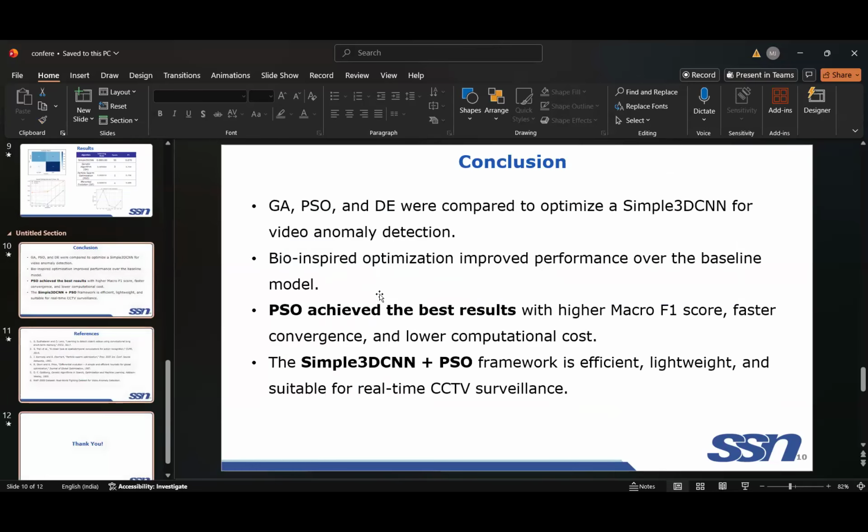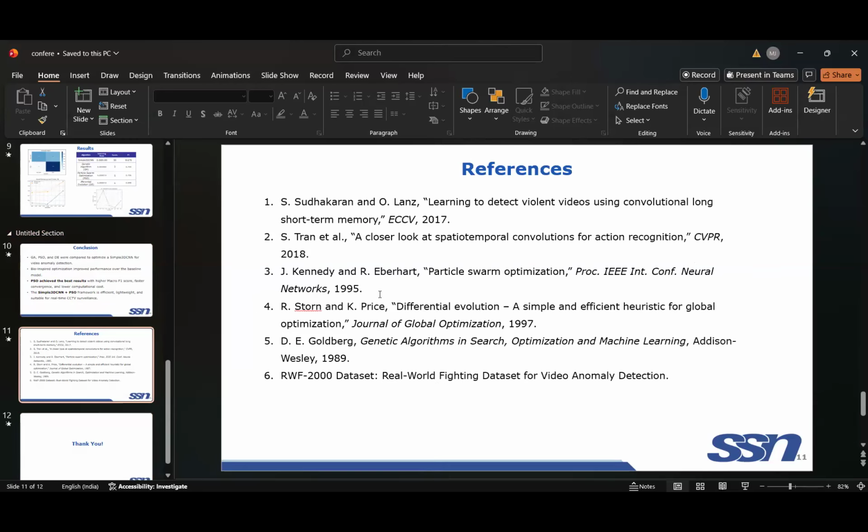Finally, we conclude that we performed a comparative study of genetic algorithm, particle swarm optimization, and differential evolution for optimizing a simple 3D CNN. In that, particle swarm optimization consistently outperformed the other algorithms. The proposed simple 3D CNN plus particle swarm optimization framework is efficient, lightweight, and suitable for real-time CCTV surveillance applications. These are some key reference papers we used in our study, and detailed references are available in the full paper.